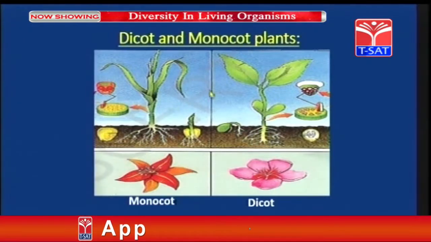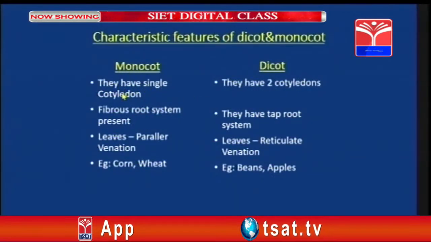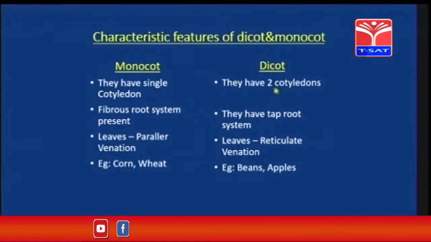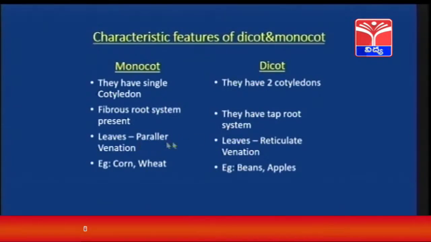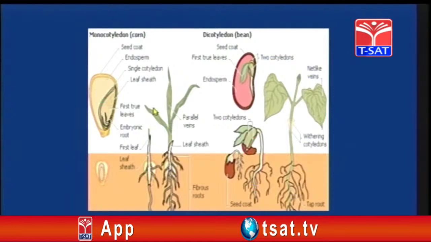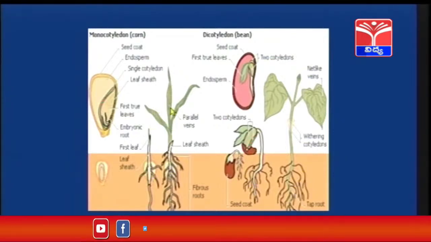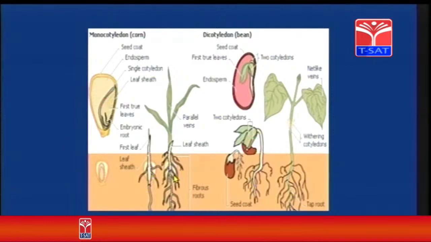So let us know about the differences between dicot and monocot plants. Monocots have a single cotyledon, dicots have 2 cotyledons. Monocots have a fibrous root system, whereas dicots have a taproot system. Monocots have parallel venation, dicots have reticulate venation. Examples are corn and wheat in monocots, beans and apples in dicots. You can see the image over here. The leaves which you can see here, children, are showing parallel venation. The leaves in the dicots are showing reticulate venation. The root system is fibrous over here, and over here you can see the taproot system.